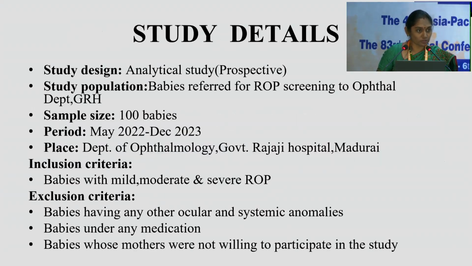We included 100 ROP positive babies, and the study was conducted from 2022 to December 2023 in our hospital. Inclusion criteria: babies in all stages with mild, moderate, severe ROP according to ICROP classification. Exclusion criteria: babies having other ocular anomalies, systemic anomalies, under any medication, and not willing to participate in the study by the mother.